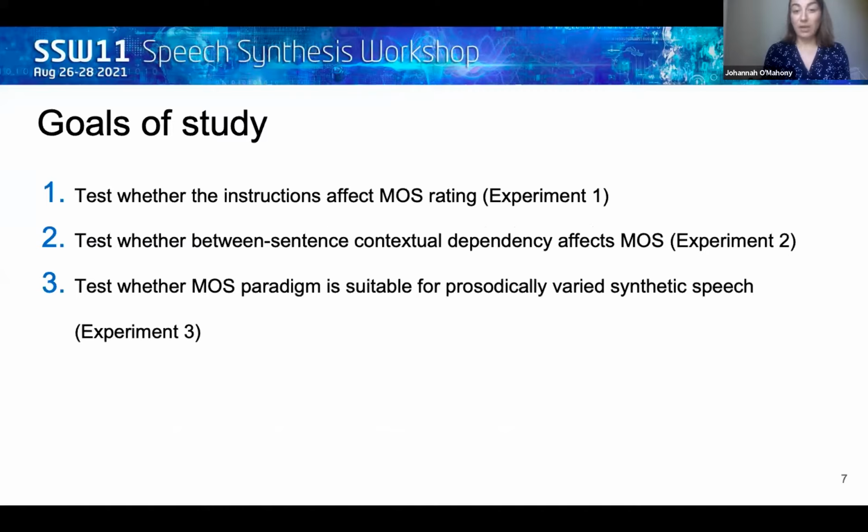So the goals of our studies today are: one, to test whether the instructions actually have an effect on the MOS rating. We'll look at that in experiment 1. In experiment 2, we wanted to look at the textual characteristics of the stimuli to see if these have an effect on the mean opinion score. And finally, in experiment 3, we wanted to see if the mean opinion score paradigm is actually suitable to distinguish between prosodically appropriate and inappropriate sentences or utterances.